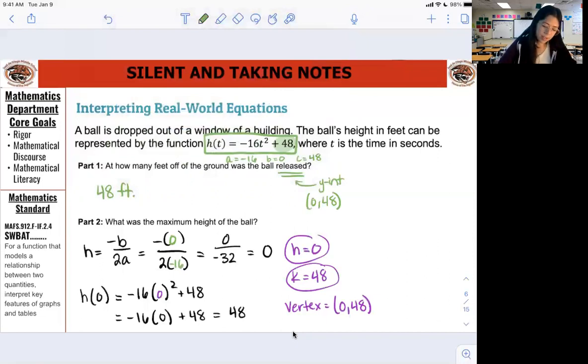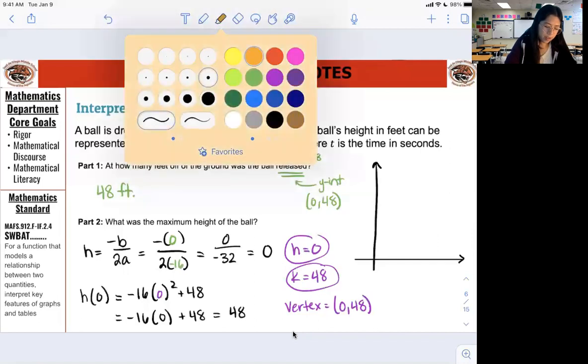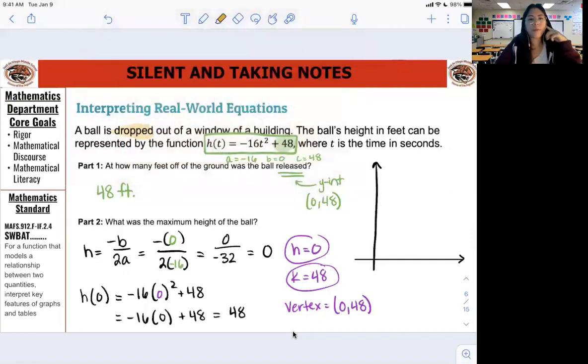So what's happening in this example, and if you read it carefully, you might have noticed this before. What do they say about the ball? There's a key word: it's being dropped out of a window. So think about it. If I'm holding a ball and I just drop it, is it going to go up at all? No, unless there's some magic pulling on it. So I have my pen here. If I just drop it, it's going to go straight down. It's not going to go up at all.